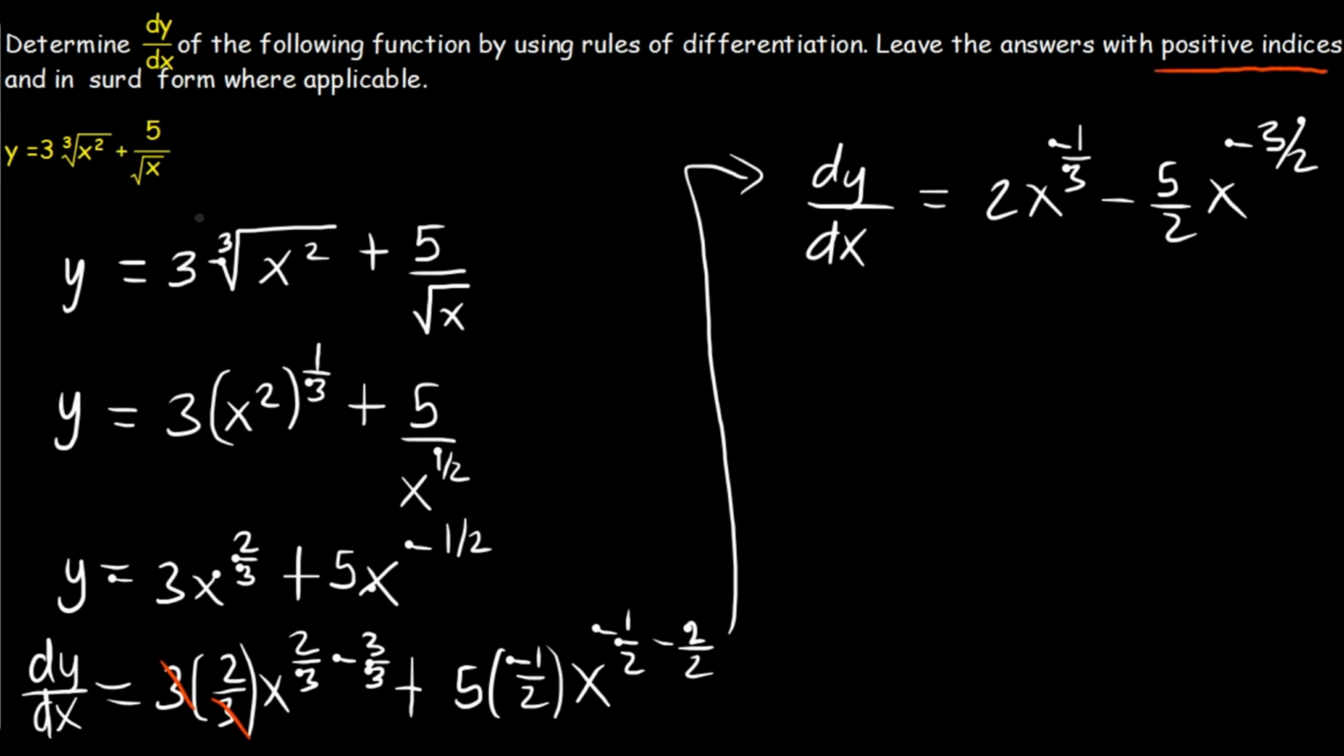Then let's go to the last part of the question because it requires us to leave our answers in positive indices and in surd form. Positive indices implies that our powers should be positive. Surd form implies that when we have fractional powers, we should express them in roots. All right, that's what we are going to do now. So we have our dy/dx is going to be equal to.